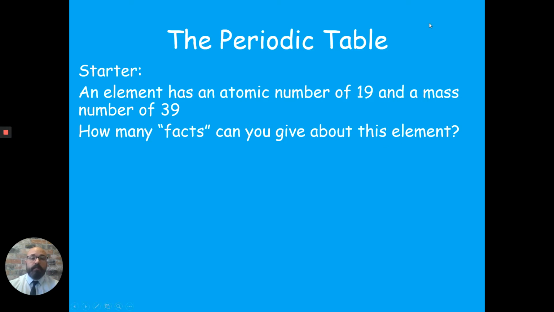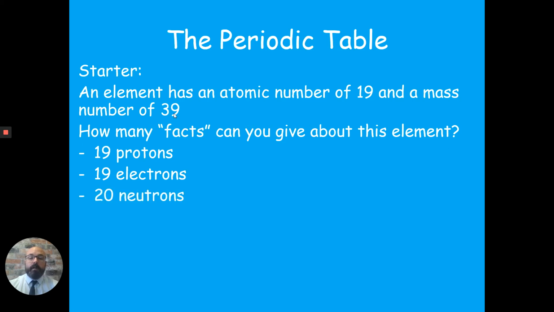Okay, first thing I'm drawn to is the atomic number of 19. This tells me that it's got 19 positive protons because the atomic number is also known as the proton number. If I know it's got 19 positive protons, I therefore know that it's got 19 negative electrons. And I know that if I take the mass number, so all the particles with mass, 19 of those come from protons, so I subtract the 19 protons from the total mass, and that tells me that there are 20 neutrons.